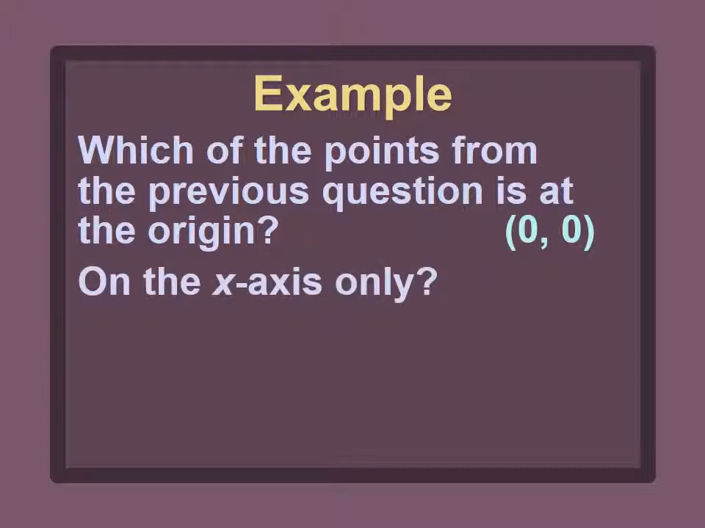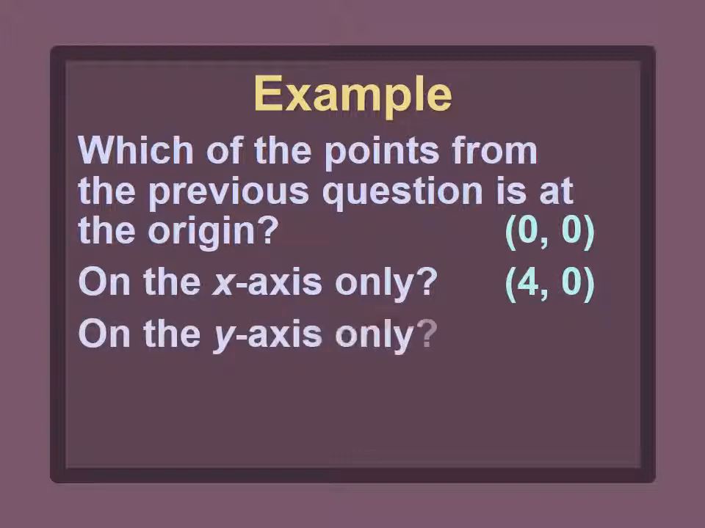The next question says, which of the points from the previous question is on the x-axis only? In order to be on the x-axis, that means there's no vertical movement, which means your y-coordinate, the second number, had to be 0. Of the previous example, the only one that came up was 4, 0. That was the only one on the x-axis only. Now, if it's on the y-axis, that means there is no horizontal movement, which means your x was 0. So the point that fits that question would be 0, -3.